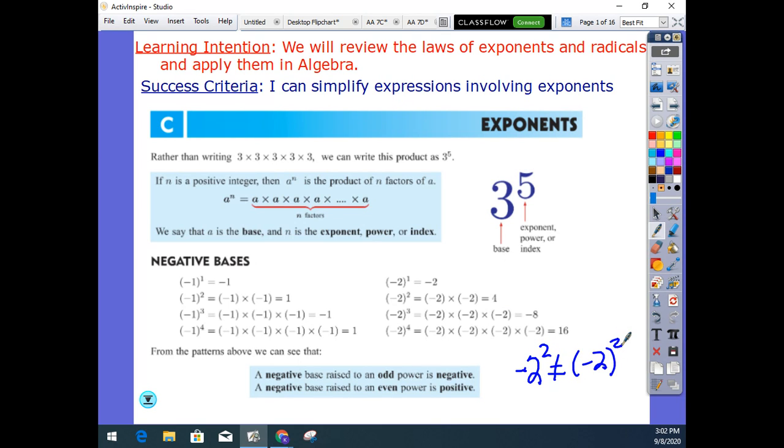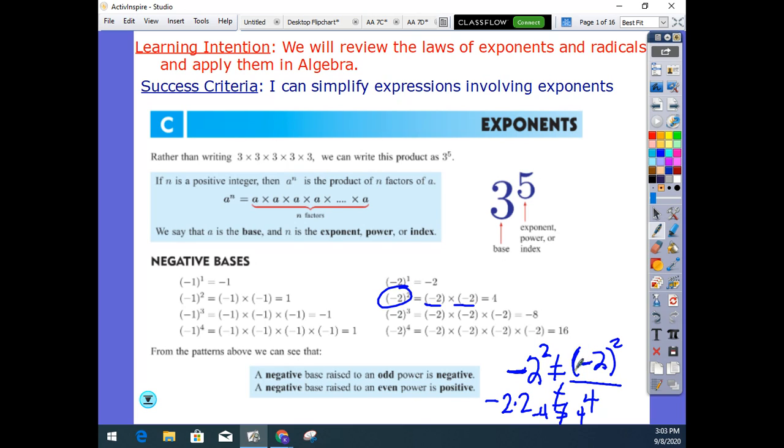Let's look at this one. This negative 2 quantity squared means negative 2 times negative 2, which is 4. This means the opposite of 2 squared. The opposite of 2 times 2. This side is negative 4, which does not equal a positive 4.